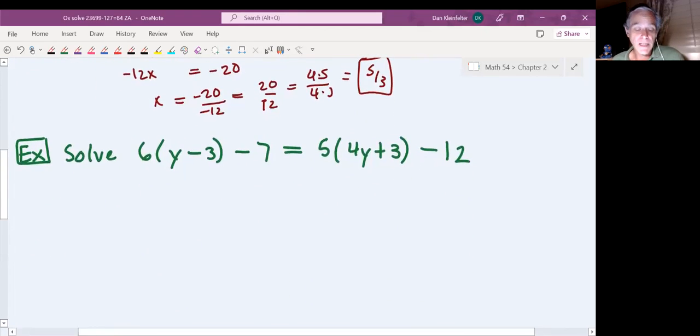Okay, good. In the next one, there's a lot to do, but don't be put off by that. We'll just take each step, one step at a time. So we're going to simplify the left side as much as we can. We'll simplify the right side as much as we can, and then go from there.